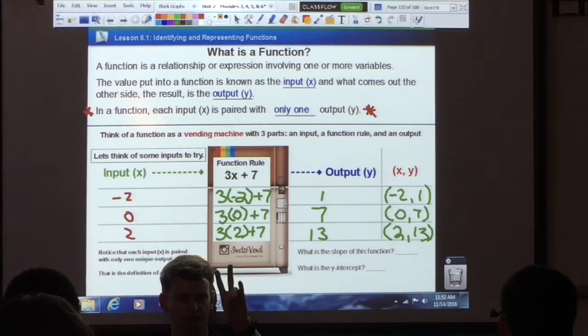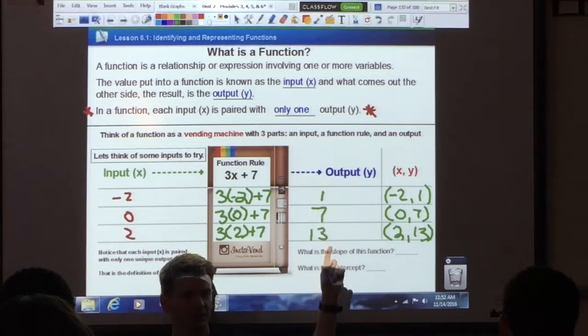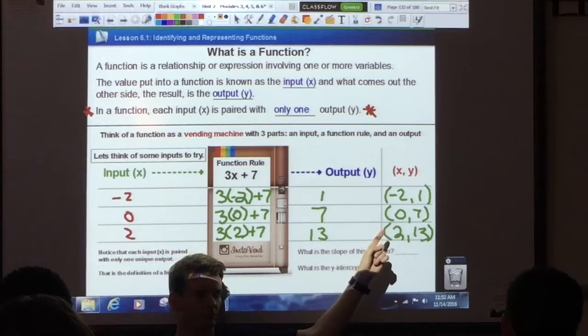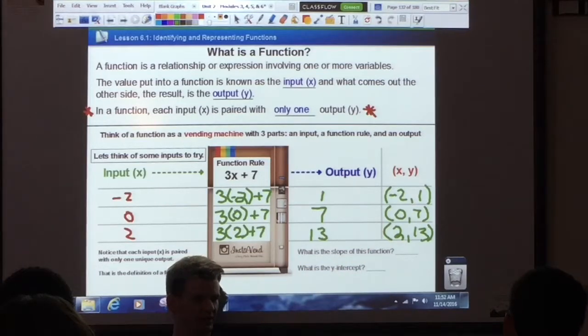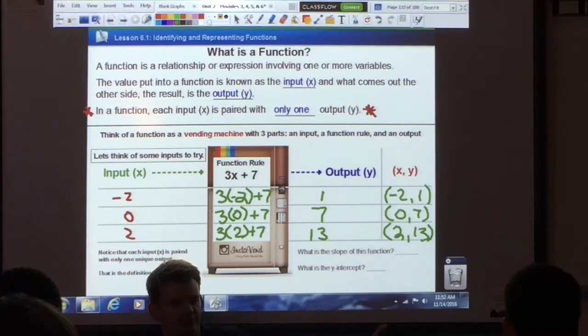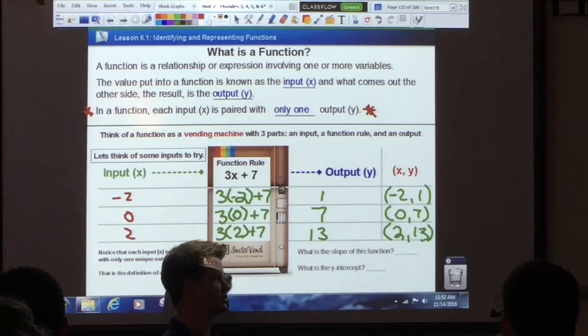And really, to graph it, I only need how many inputs? I need 2 inputs to give me 2 outputs, to give me 2 points. Now, I'd like to use more than that because depending on the graph, sometimes just using 2 inputs and getting 2 outputs may not give me a real clear picture of the graph. But really, to graph any line, I just need 2 points.